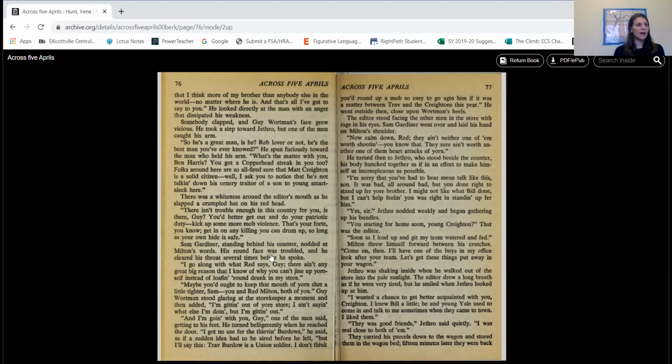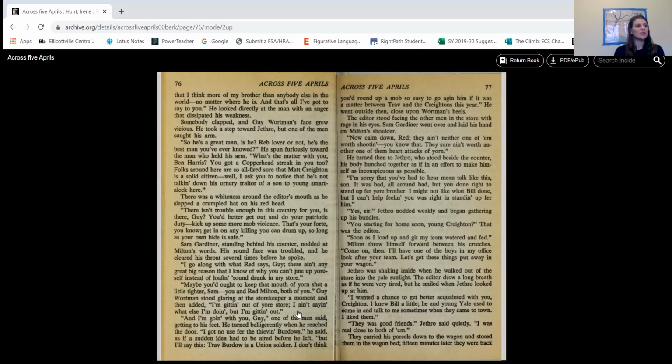Sam Gardner, standing behind his counter, nodded at Milton's words. His round face was troubled, and he cleared his throat several times before he spoke. I go along with what Red says, Guy. There ain't any great big reason that I know of why you can't join up yourself instead of loafing around drunk in my store. Maybe you'd ought to keep that mouth shut of yourn. Maybe you'd ought to keep that mouth of yourn shut a little tighter, Sam. You and Red Milton, both of you.